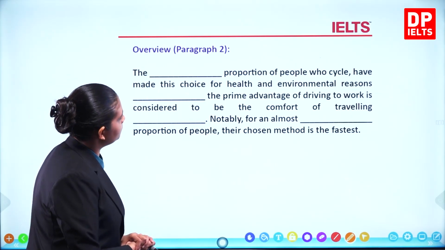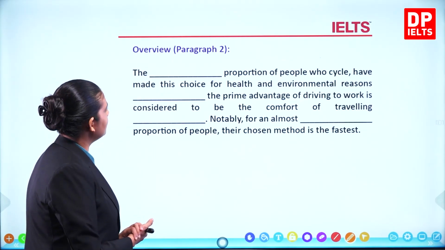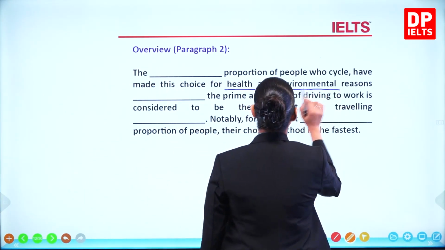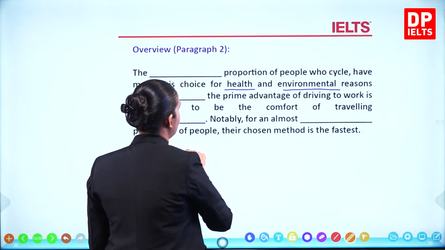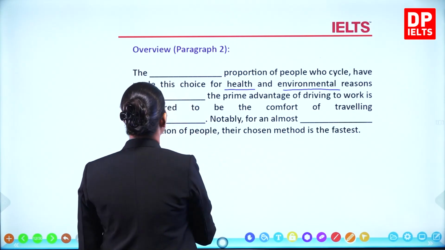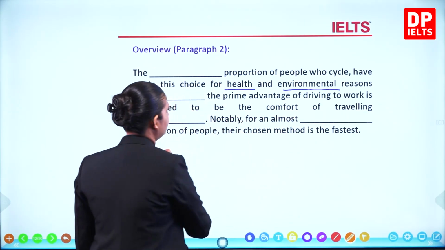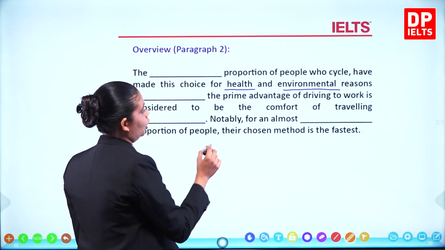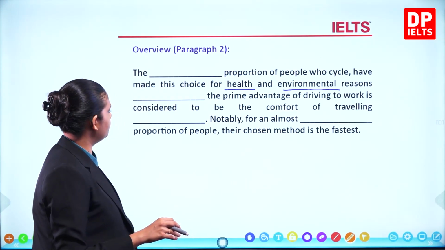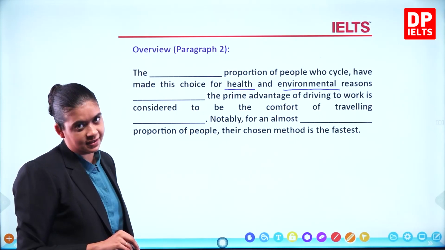The blank proportion of people who cycle have made this choice for health and environmental reasons blank. The prime advantage of driving to work is considered to be the comfort of traveling blank. Notably, for an almost blank proportion of people, their chosen method is the fastest.